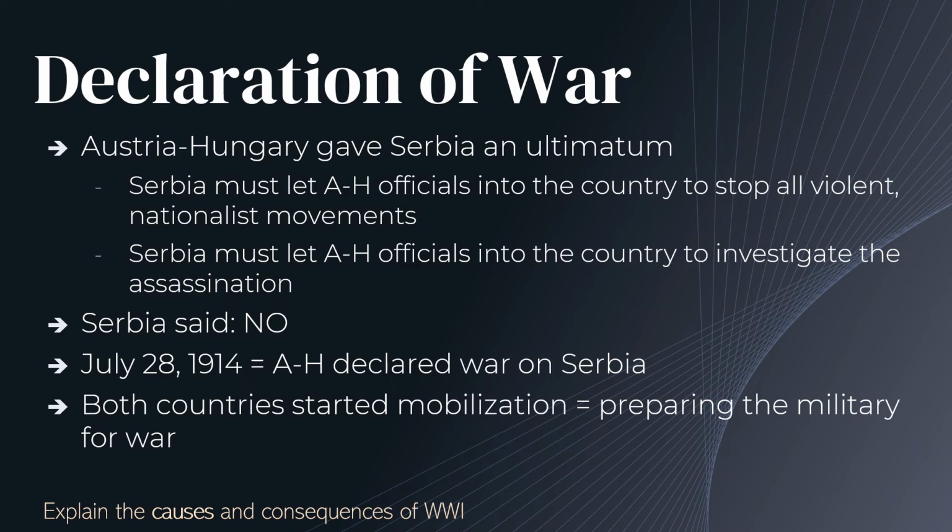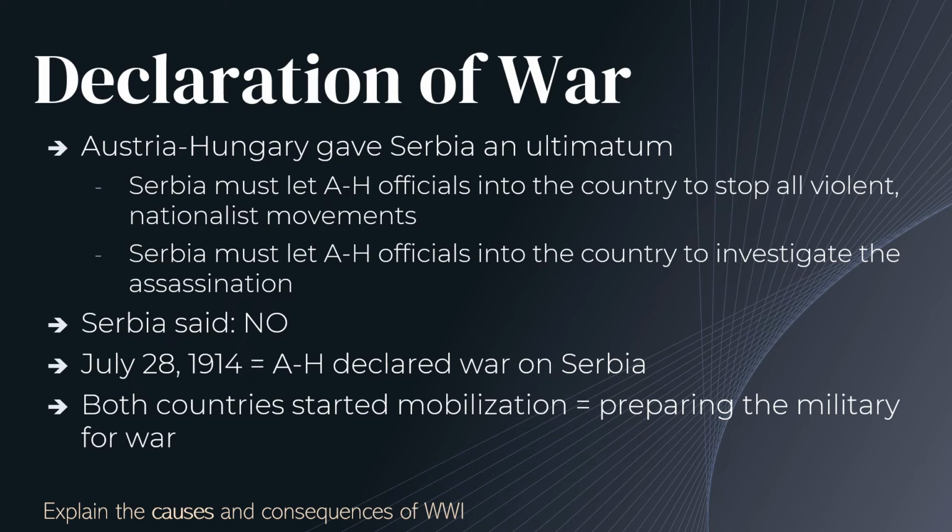Well, then Austria-Hungary turns around, gives Serbia an ultimatum. Austria-Hungary says, Serbia, you have to let us into your country to stop all nationalist movements and to investigate the assassination. Serbia says, I don't think so. And then on July 28th, Austria-Hungary declares war on Serbia, and they start mobilizing, preparing for war.